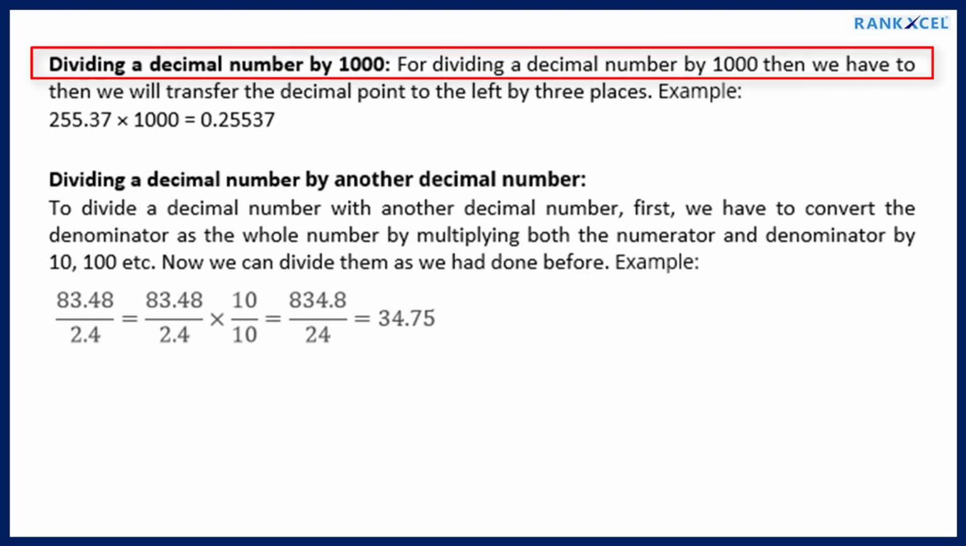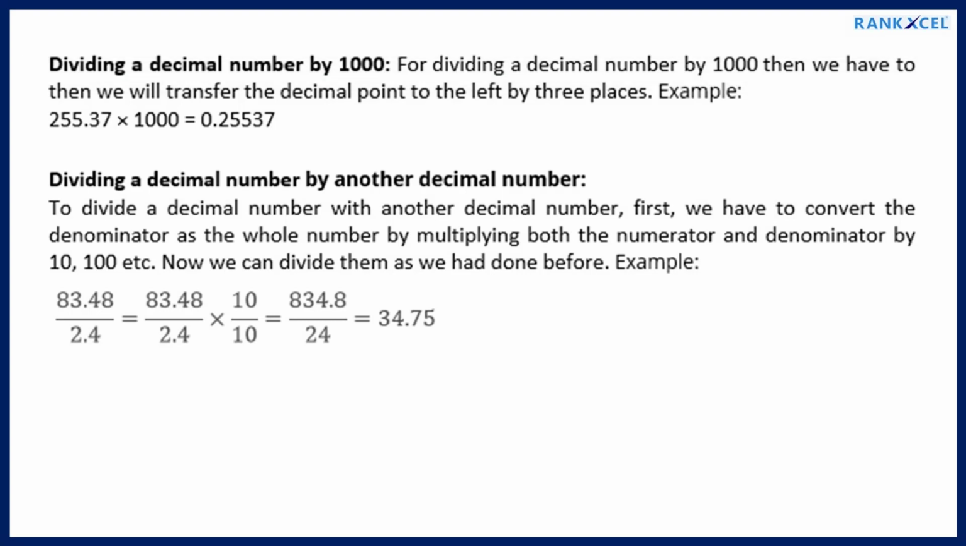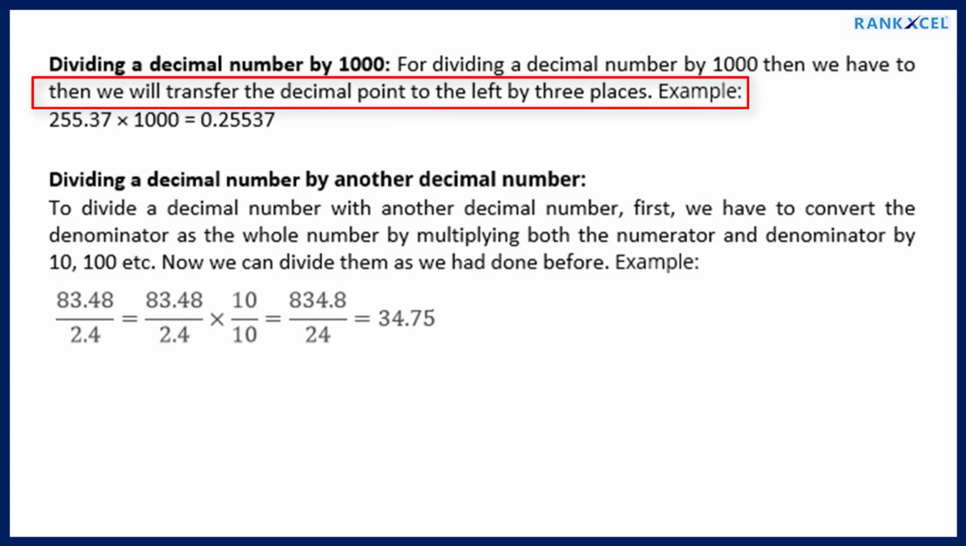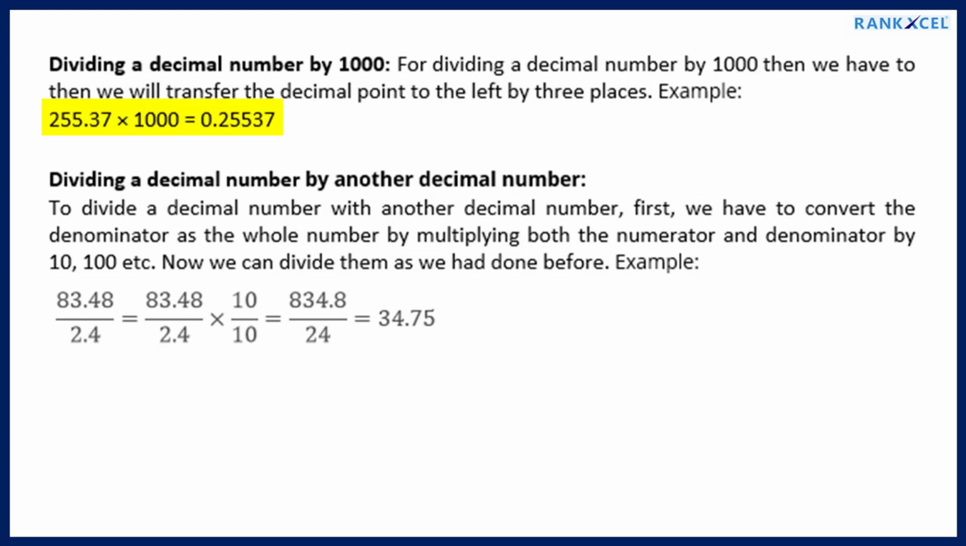Dividing a decimal number by 1000. For dividing a decimal number by 1000, we will transfer the decimal point to the left by three places. Example. 255.37 divided by 1000 equals 0.25537. Dividing a decimal number by another decimal number.